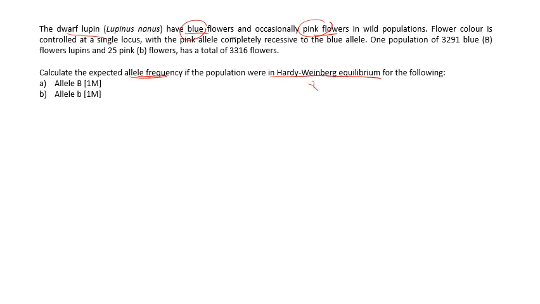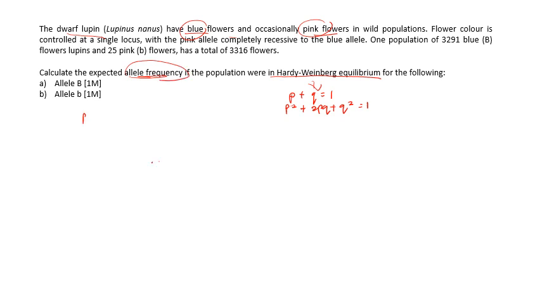So when this is mentioned, you already straight away know that P plus Q equals 1. And from there you get the equation P square plus 2PQ plus Q square equals 1. Okay, and then you want the allele frequency.